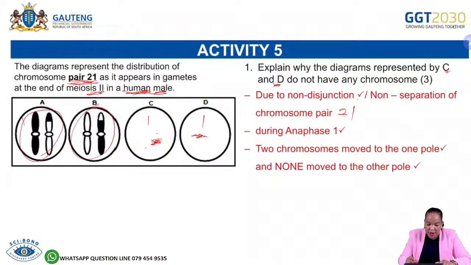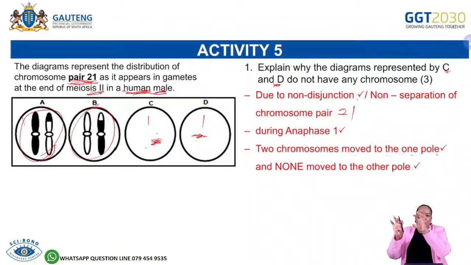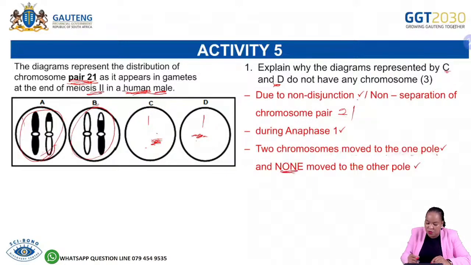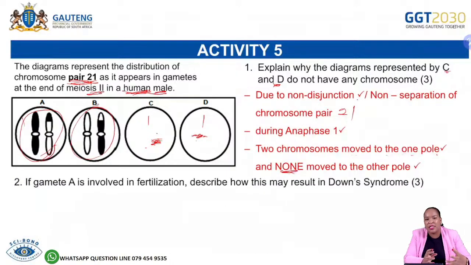Then during anaphase 1, this non-disjunction happens. The 2 chromosomes move to 1 pole. The problem starts in anaphase 1. The chromosomes were supposed to move to opposite poles, but due to non-disjunction, they all move to 1 pole. The cell that forms there will have an extra chromosome, and when it divides further, it will leave other cells with none. So none moved to the other pole. That is the situation that took place there.